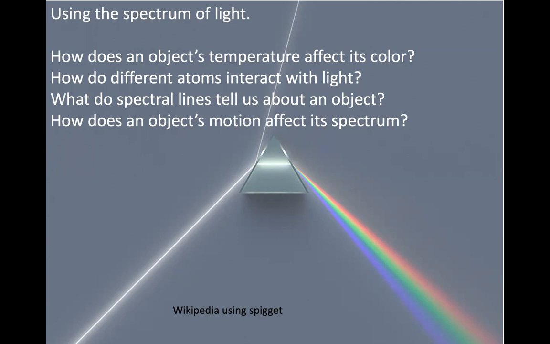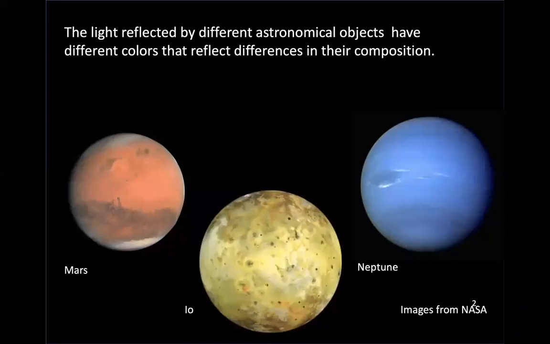Today we're going to talk about how we can use light to constrain the temperature, composition, and motion of individual objects. And this is, again, a representation of just how much information light can contain. And the way light contains that information is in terms of spectra, or more colloquially, color.